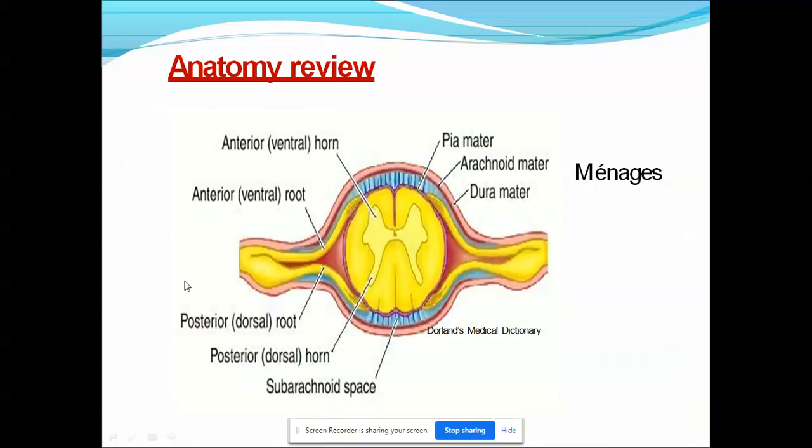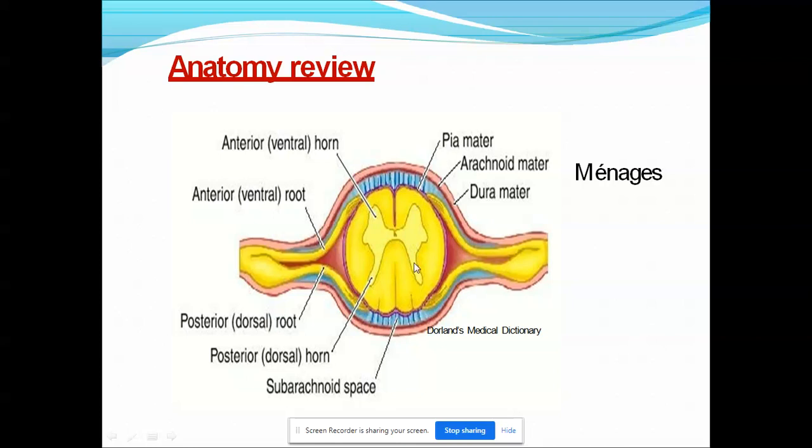So now anatomy. Anteriorly, we have the anterior ventral horn of the spinal cord. Then we have the anterior ventral root. Then we have the pia mater, the arachnoid mater, and the dura mater. Okay, these are the three meninges of the spinal cord. So we have the arachnoid mater, the dura mater, and inside we have the pia mater. And here we can see the posterior dorsal root. Posterior dorsal horn is present, subarachnoid space is present. Okay, so this is the normal anatomy of your spinal column and the meninges.